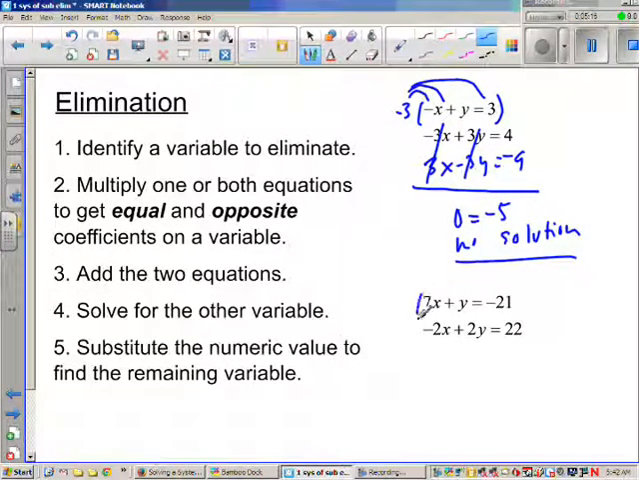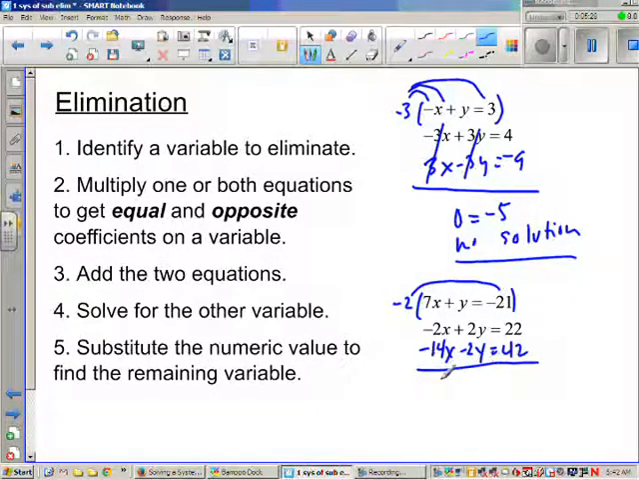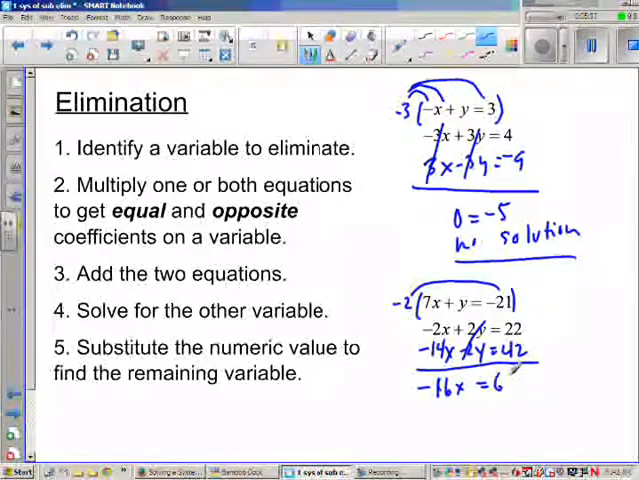Okay, so if you've tried this one, you can multiply the top equation by negative 2. We get negative 14x minus 2y equals, and remember to multiply the constant on the right, positive 42. Adding, we get negative 16x. The y's cancel, equals 64. And 16 times 4 is 64. So x equals negative 4.